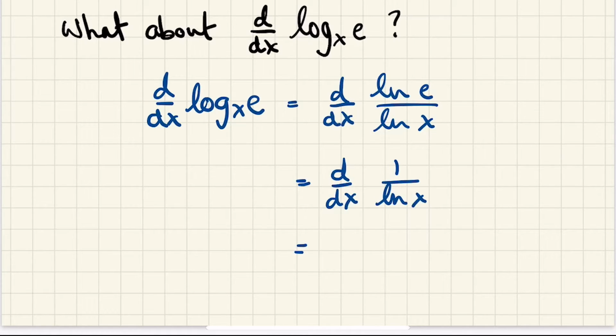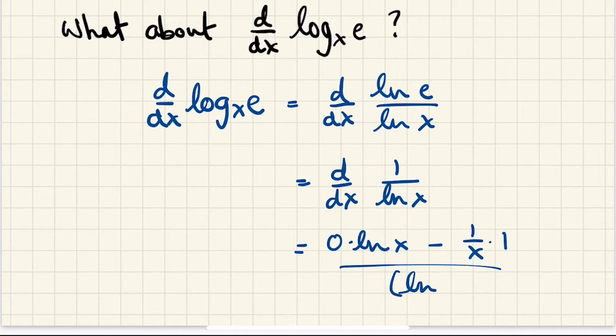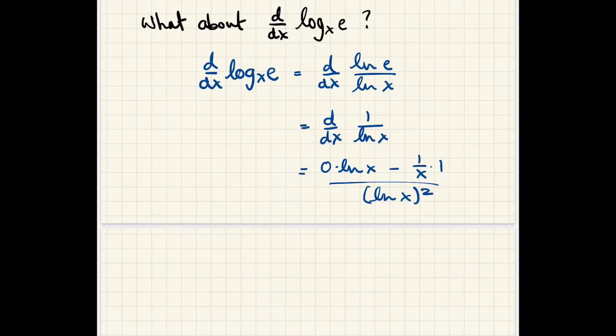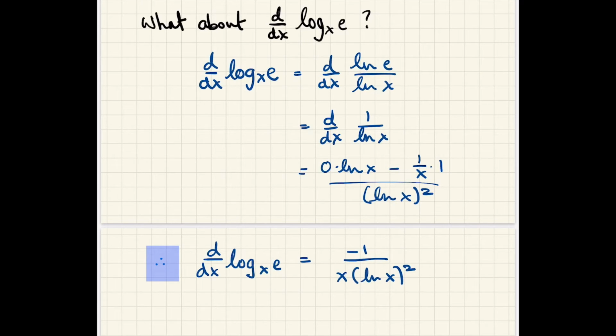Okay, so the derivative of the numerator is 0 times the denominator minus the derivative of the denominator, which is 1 over x, times the numerator, all divided by the denominator squared. So what we get is negative 1 over x times ln of x squared. By the way, I use those 3 dots frequently in my notes, and they mean therefore.